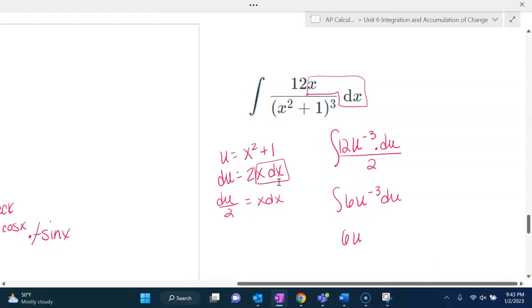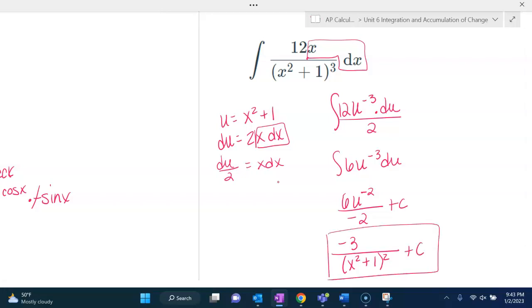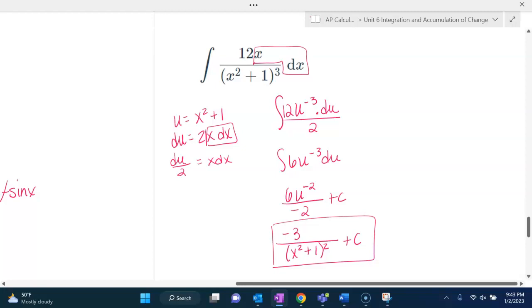So now add 1. Don't subtract 1. Add 1. Divide by your new exponent. So here I'm going to get negative 3. I'm going to put my u back in. I'm going to drop it back down. You totally don't have to. And then don't forget that plus c. And all of these you can check. Okay, if I bring that up, I'm running out of time. I only have 15 minutes. I get 6, x squared plus 1, subtract 1, times the derivative of what's inside, and you can see that's what I got up there.